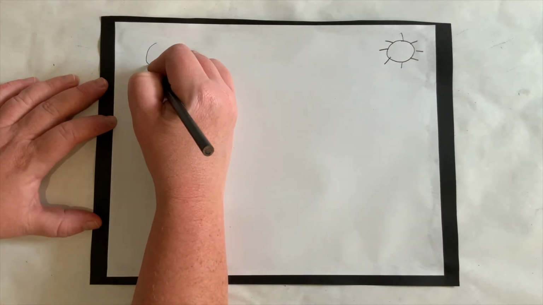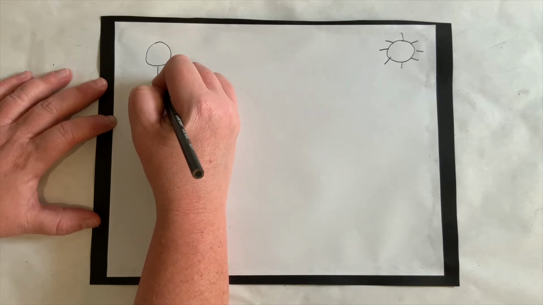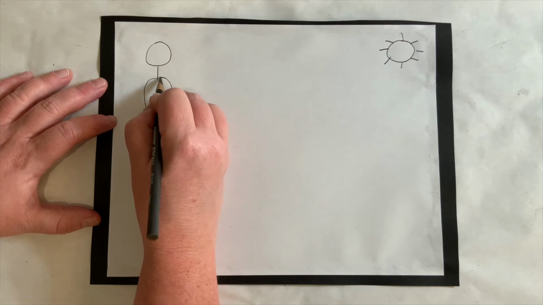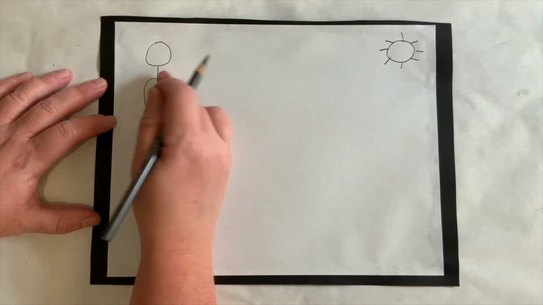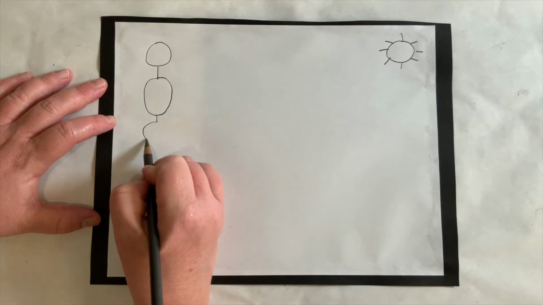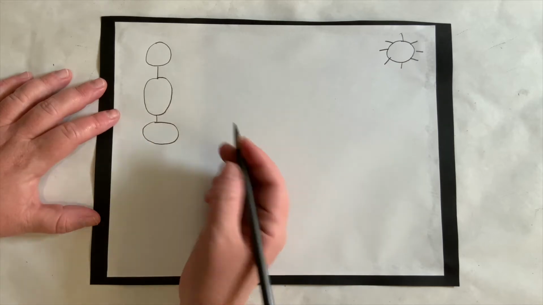So let's start by drawing a circle for his head, a straight line for his neck, an oval for his chest, another little straight line that connects his hips, and we can make that into an oval or a circle.